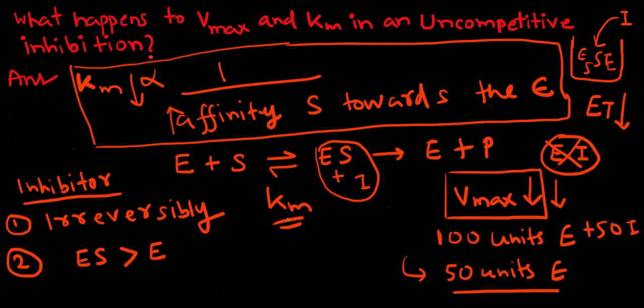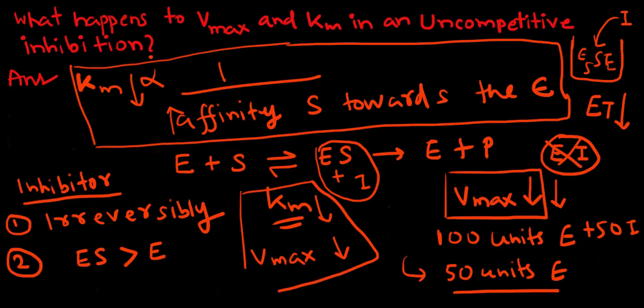So what is the answer to our question? In an uncompetitive inhibition, Vmax drops down and Km also drops down. So that's the answer for this question. Okay, so that's it. Let's meet in the next video.